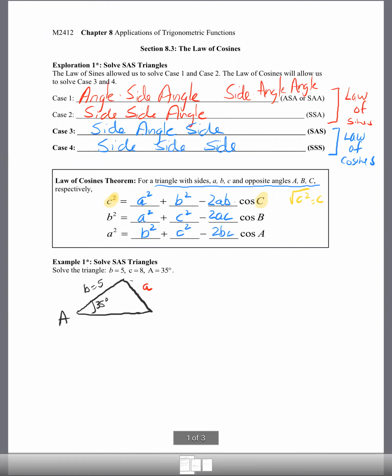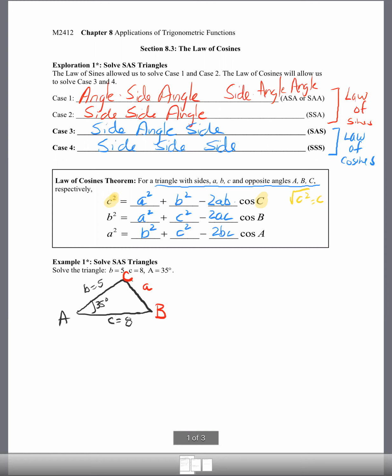If that's the case, angle B then has to be across from that. And then if I know that C has to be the other side, then angle C would have to be across from that value. And so here C is 8.